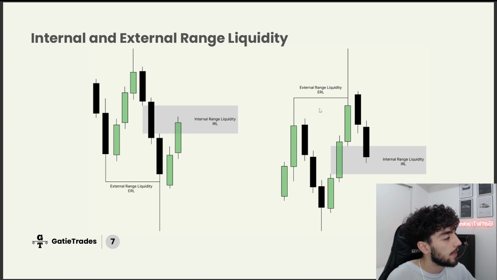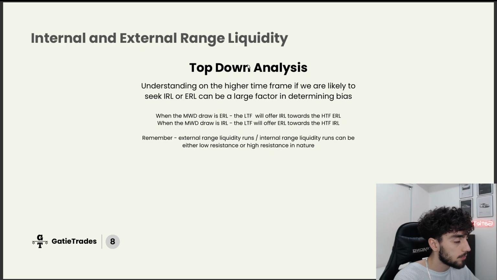Over here on the other side, you have an external range liquidity pool right here. Price takes it out, and because the range is likely to remain, we seek internal range liquidity. If the range is likely to expand, we would then see external range liquidity in the form of this new range. So that is how you can use it to determine bias.